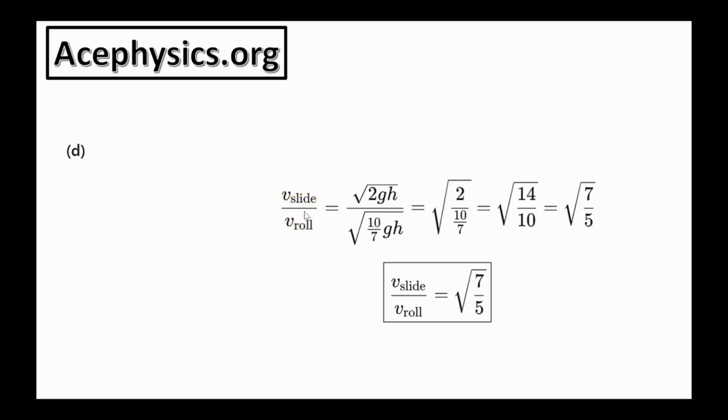Part D asks us to find the ratio of the final velocity for the sliding ball divided by the final velocity for the rolling ball. On the previous slide, we found this velocity is the square root of 2gh, and this velocity is the square root of 10/7 gh, so the ratio of the final velocities is the square root of 7/5.